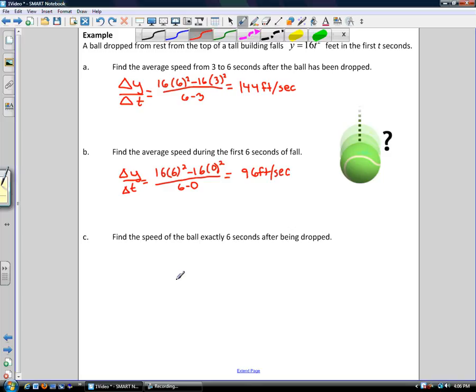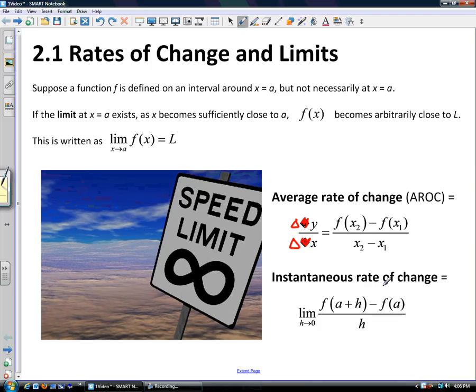C. So let's find the speed of the ball exactly 6 seconds after being dropped. Exactly 6 seconds means we are looking at instantaneous rate of change, right? We're looking at a rate of change at a particular instant, not just the average over a time period. So I want the instantaneous rate of change at 6, so I'm plugging in. My a value is 6.